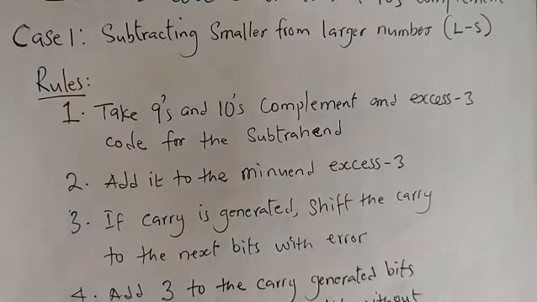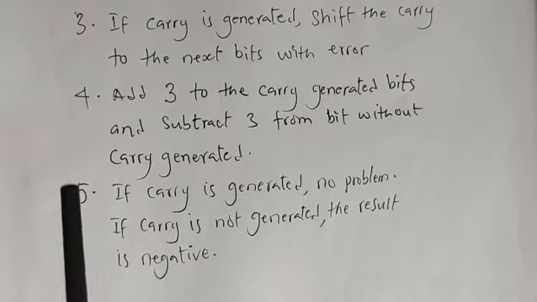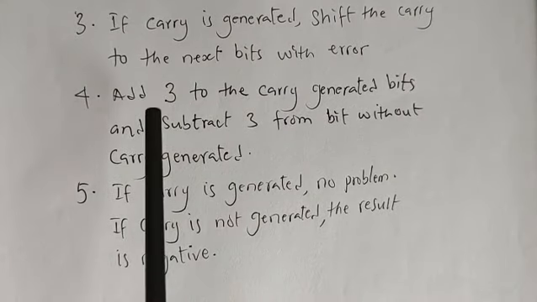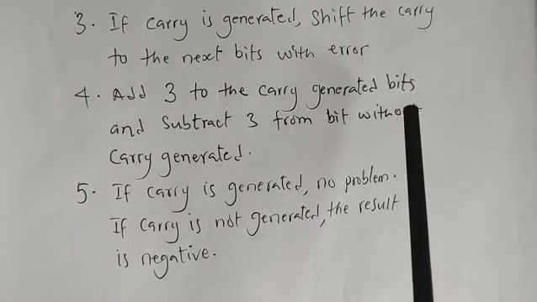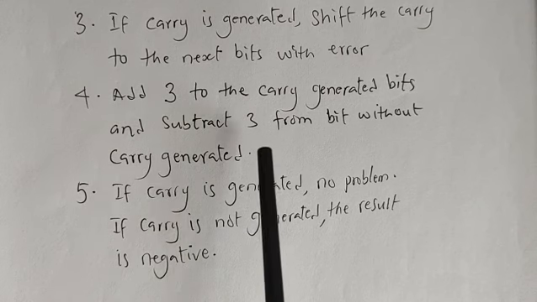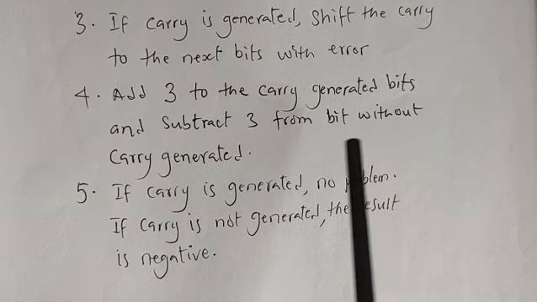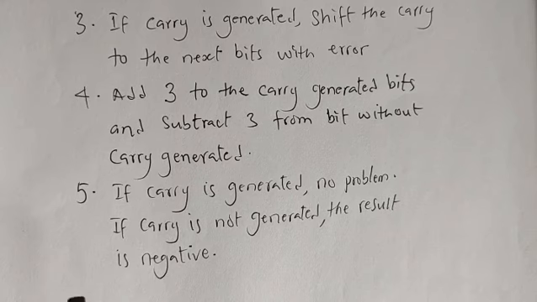Now rule number 4 states: add 3 to the carry generated bits and subtract 3 from the bits without carry generated. The 5th rule says if carry is generated, there is no issue. If carry is not generated, then the result is negative. Alright, so let's take an example and see how we can apply these rules.